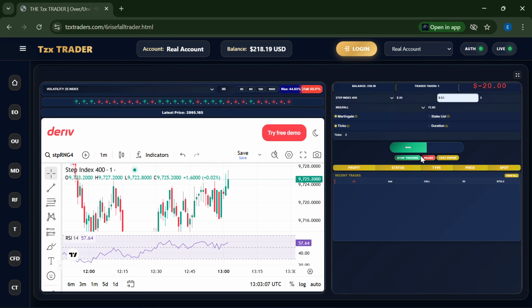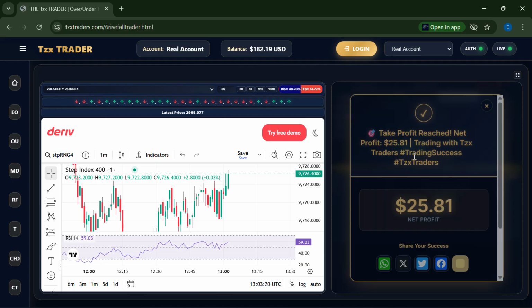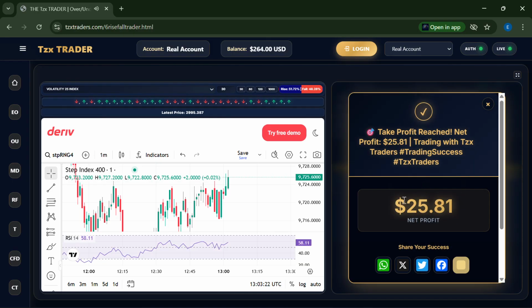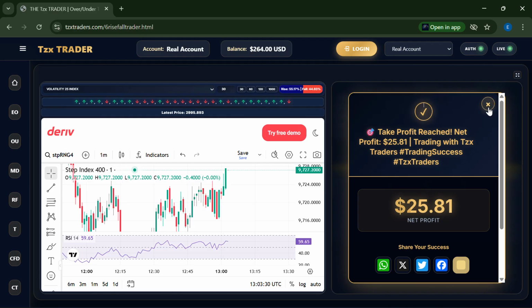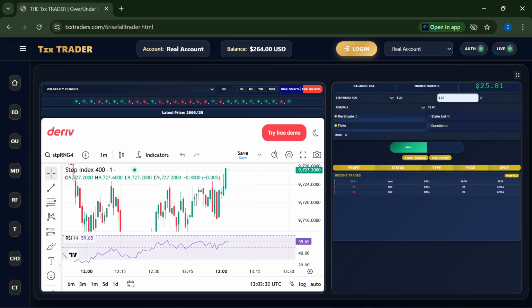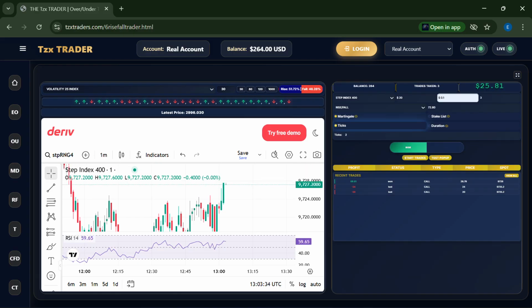So let's see whether we're going to get a good recovery. So our second run, it's a loss. Oh my goodness, so that's a loss. But the third run, it has recovered with $25. As you can see, we are right now at $264. So let's proceed. The market is still okay. You keep checking on 5 minutes time frame, but the market is still okay. I can check it. It's still okay.